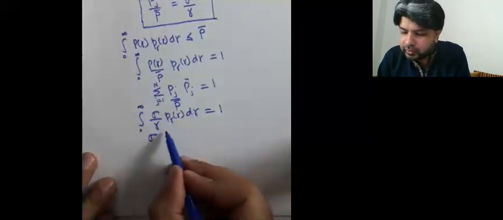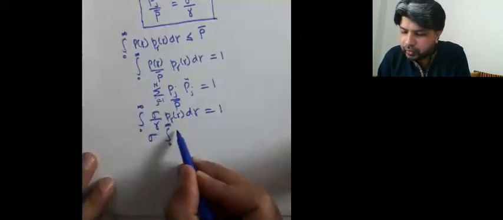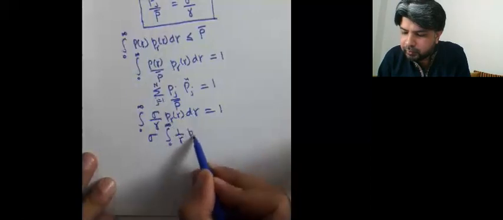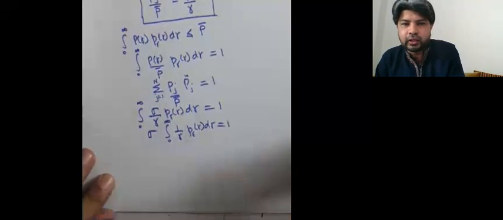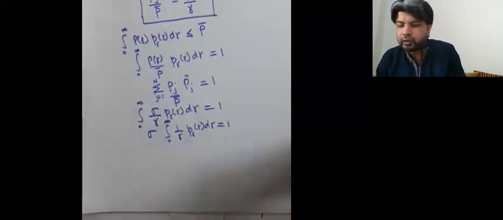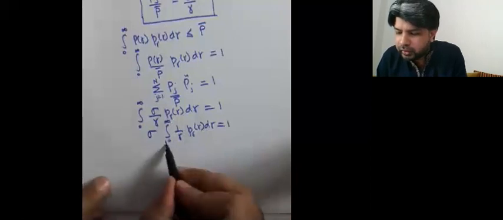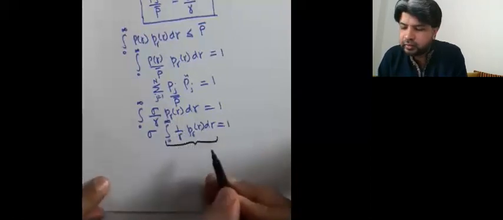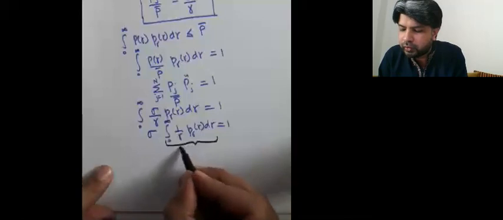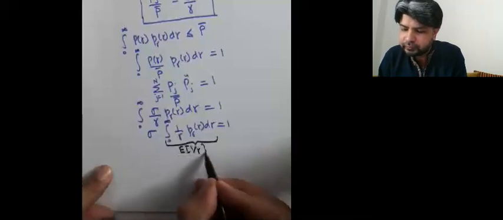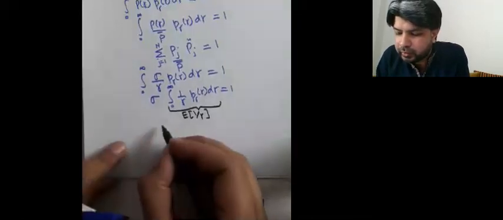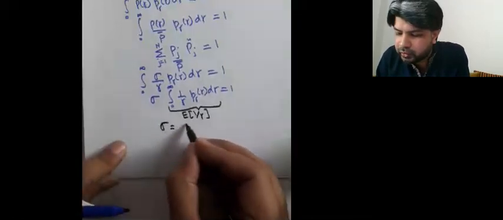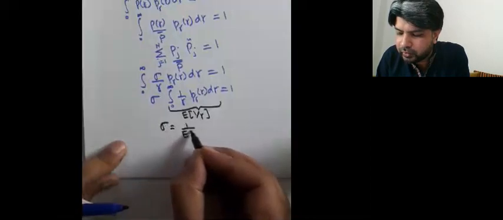Sigma times the integral from 0 to infinity of 1 over gamma, P of gamma, d gamma, is equal to 1. This quantity is nothing but the expected value of 1 over gamma. And hence you can compute sigma. So sigma is nothing but 1 over the expected value of 1 over gamma.